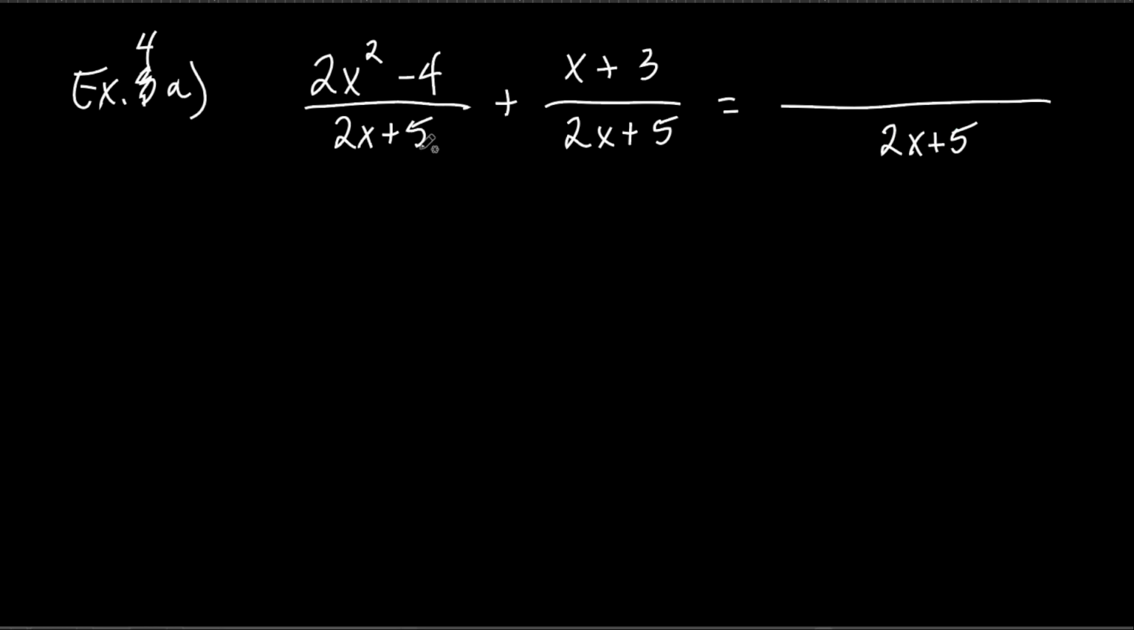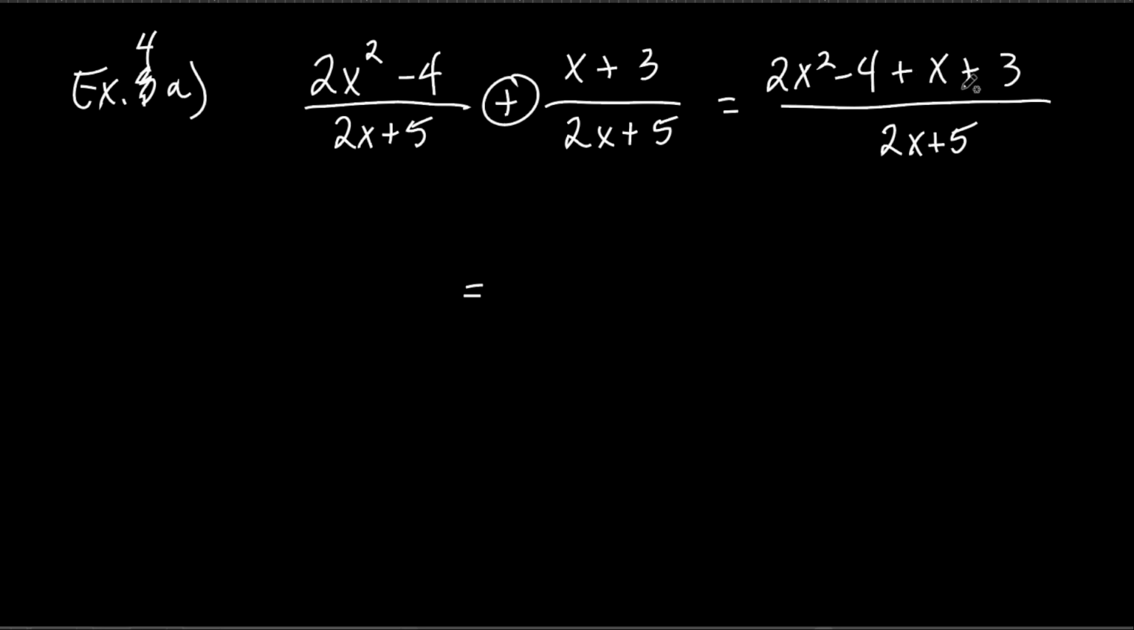Do I have to change anything? Did I have to multiply this by anything to get to 2x plus 5? No. So I don't change anything up here. So what am I going to write up here? Just 2x squared minus 4, what? Plus, right? That plus, and then x plus 3. Do I circle that and use that as my answer? No. Why not? You've got to add like terms. Very good.